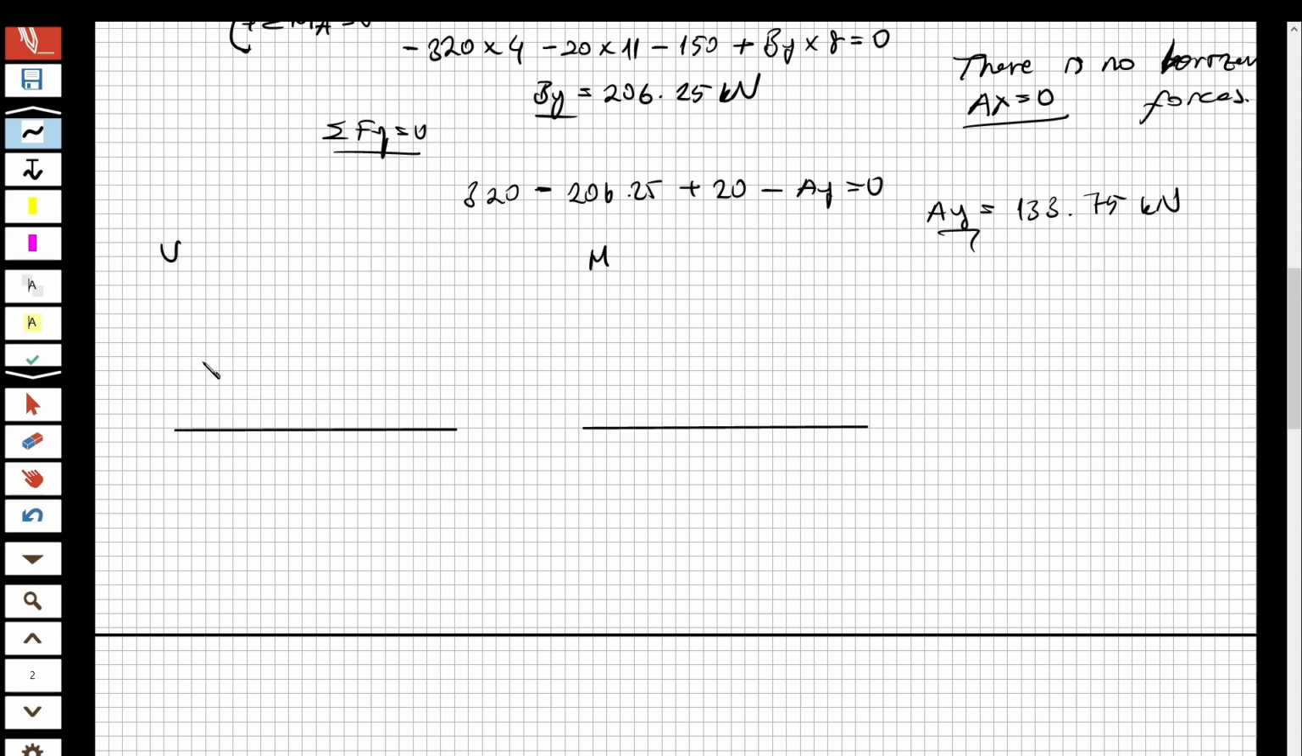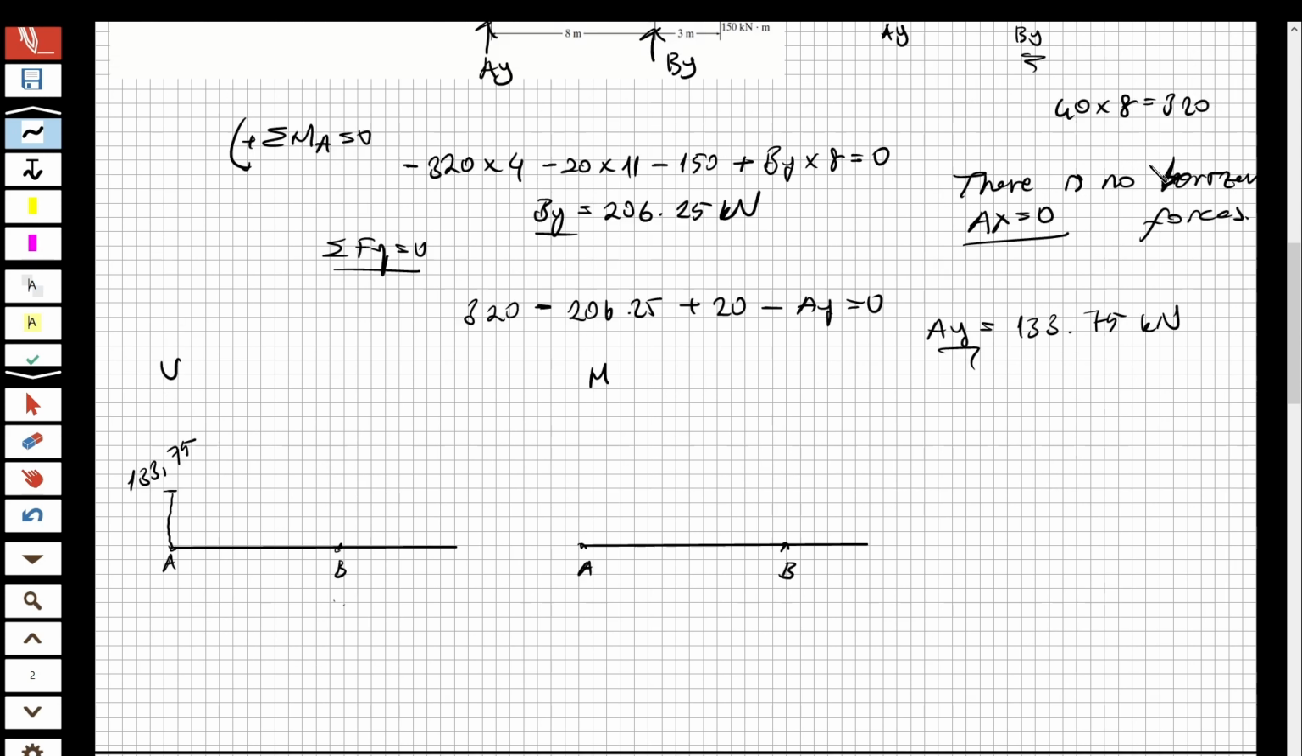For the first part, for the shear diagram, it's going to be something like that. For example, this is point A, and this is B. I'm going to increase by an amount of 133.75, and I'm going to decrease as a triangle, because look here.